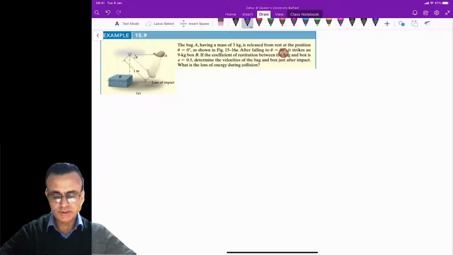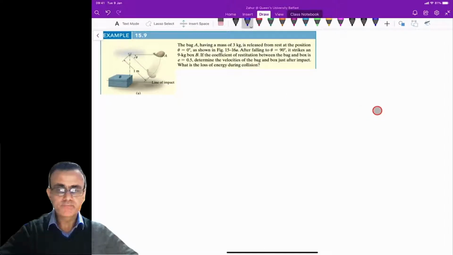After falling to theta equal 90, when this bag will come to this position here, it strikes a 9 kilogram box B, which is this box here. If the coefficient of restitution between the bag and the box is e equal 0.5, determine the velocities of bag and box just after impact, and what is the loss of energy during the collision.